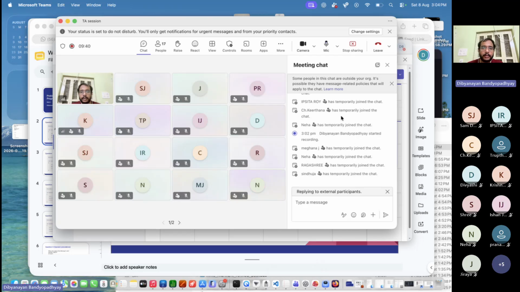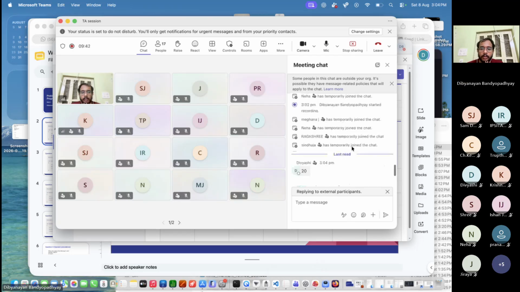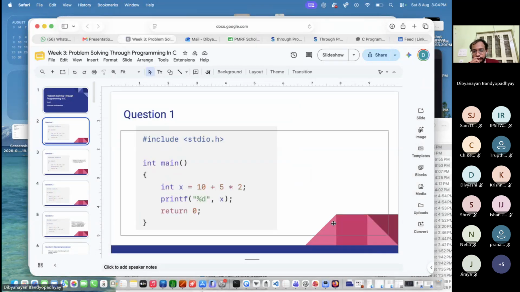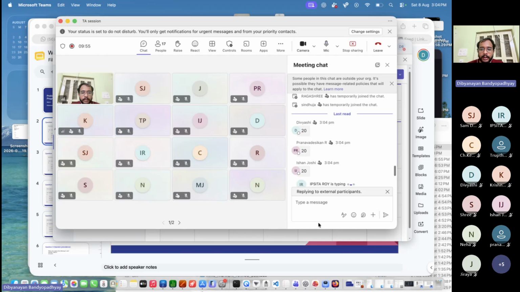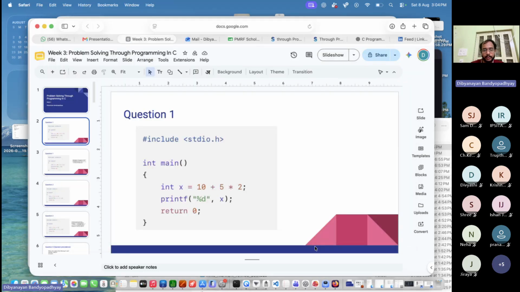Can you see my screen? Okay. What is 520? Okay, how many people are writing 20? Okay, people are saying 20. Okay, so this is a very simple question.